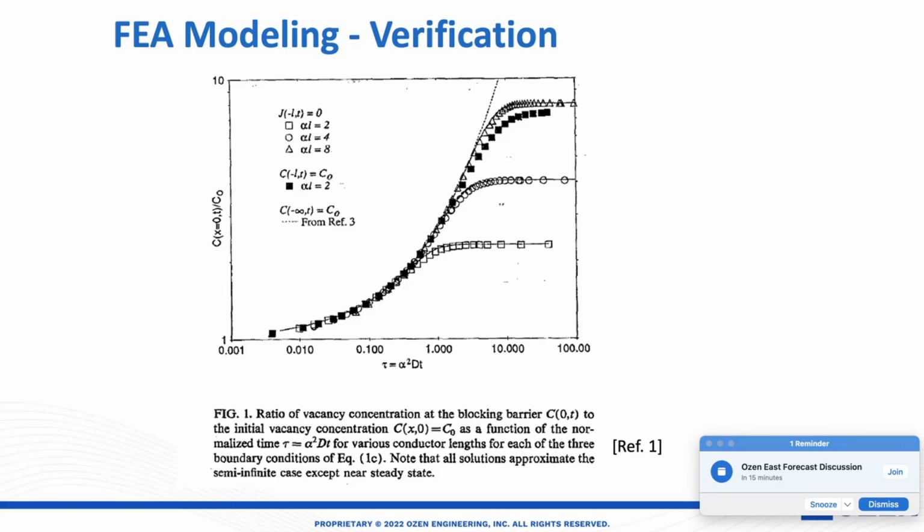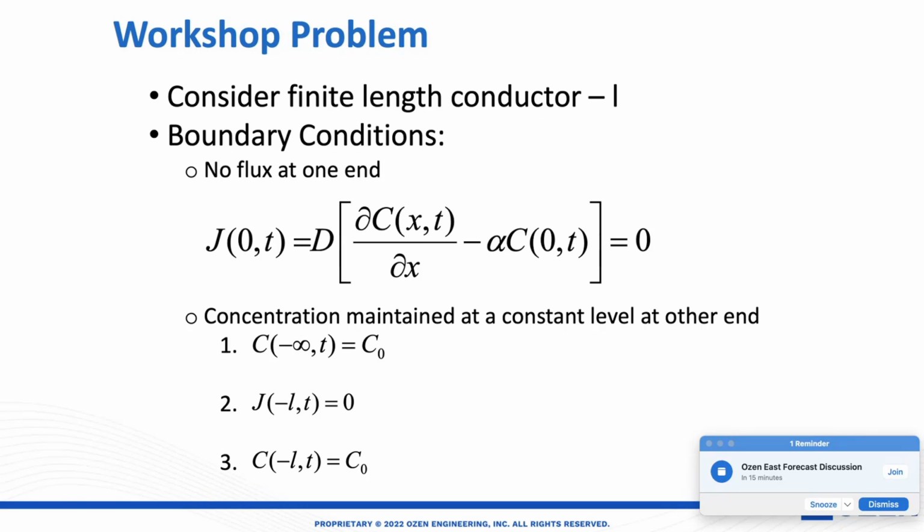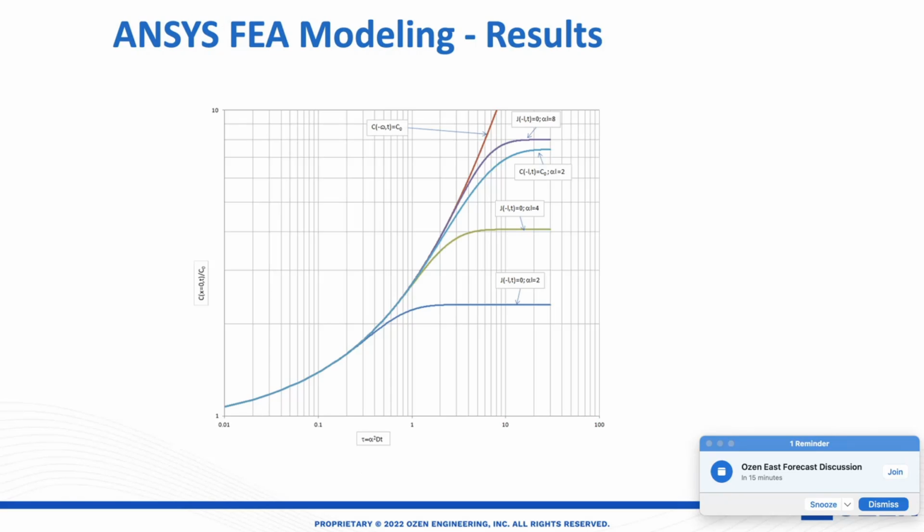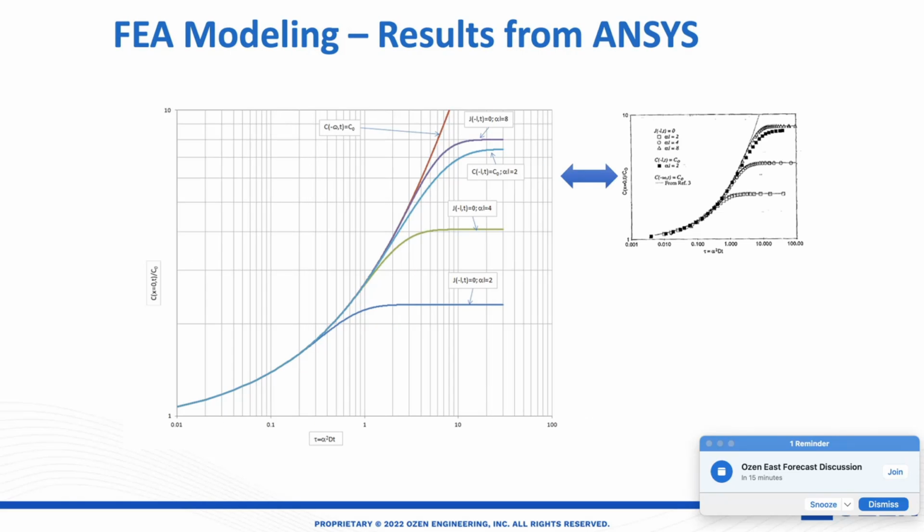So the challenge here is, can we reproduce these curves using Ansys? The answer is yes, it can be done, and these are the boundary conditions you can use in Ansys. You can create a one-dimensional or two-dimensional model, and using these boundary conditions, you can reproduce the same results that were given in a paper back in the 1990s. And as you see here, the results are exactly the same for the solution of the traditional electromigration equation.